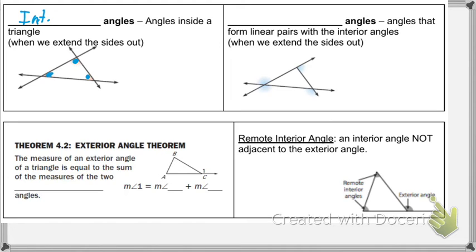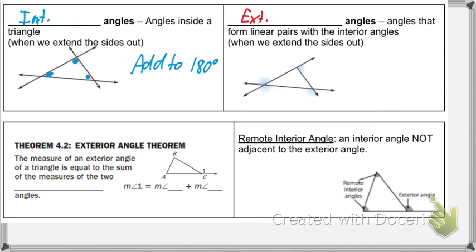Now, these interior angles, we just said they add up to what? 180, right? Now, the other type of angles we'll have are exterior. Sometimes I joke and call them outerior. Exterior angles are angles that form linear pairs with the interior angles when we extend them out.